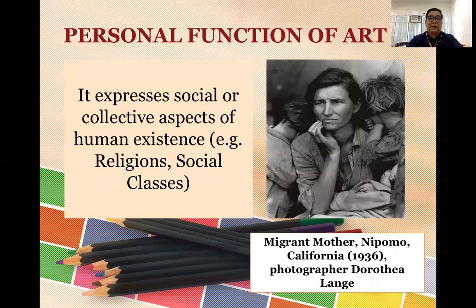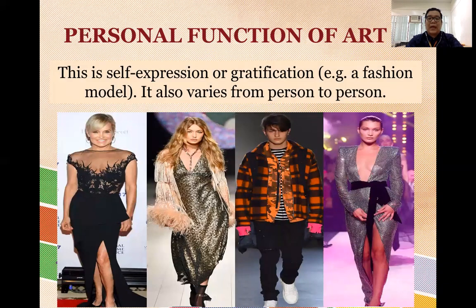And then we also have the personal function of art, meaning it expresses social or collective aspects of human existence. For example, if it has something to do with religion or social classes. Let's talk about this photo by Dorothea Lange. This one is a photo of a migrant mother. Now, if you look at this picture, we could already depict a lot of messages. It evokes a lot of emotions, most especially that we are talking about a very sensitive social issue on migration. Okay, so this one is expressive of the social aspect of a social reality, and this could have a personal function.